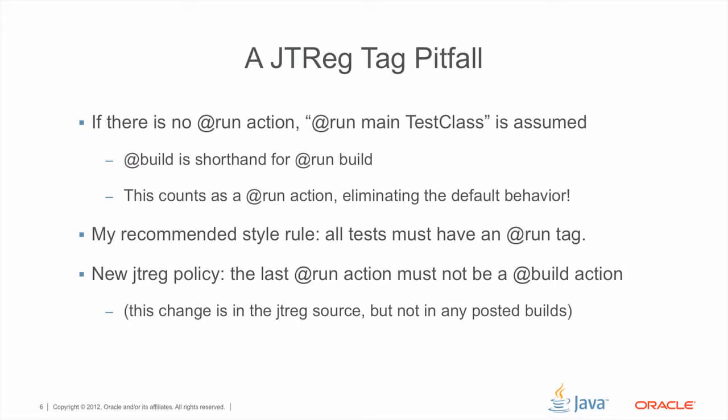There may be builds of JTREG floating around that still have the old behavior, so that's something to look out for. If you've grabbed a build of JTREG, it still might have this behavior, and you might inadvertently write a test that doesn't actually run because of the way you've set up the tags. So my recommendation there is to get the latest JTREG sources and build them and use that version of JTREG so that you can make sure that you don't fall into this pitfall.